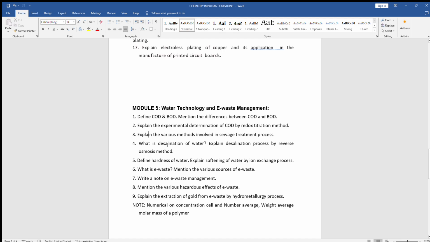Fourth one, what is desalination of water? Explain desalination process by reverse osmosis method. Fifth one, define hardness of water. Explain softening of water by ion exchange process.